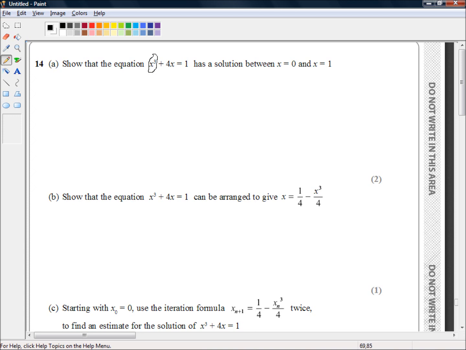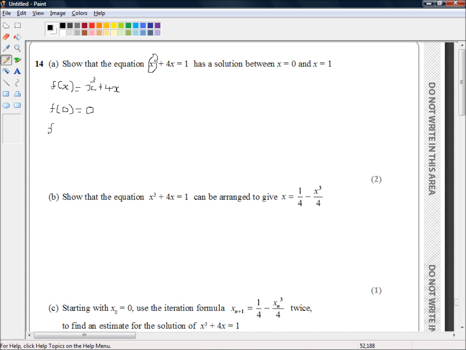So the way I'm going to do it is I'm going to define f of x is equal to x cubed plus 4x. That's all. Now if x is 0, so we're saying f of 0 is equal to, well, 0 cubed is 0, plus 4 times 0 is 0, so then f of 0 is equal to 0. It's not equal to 1.